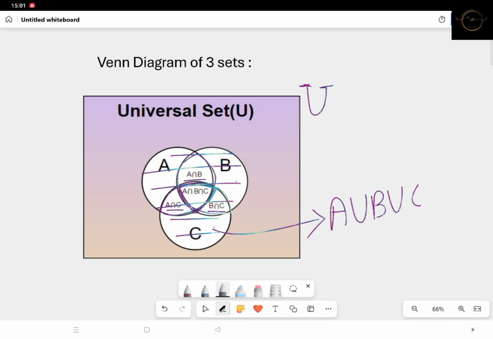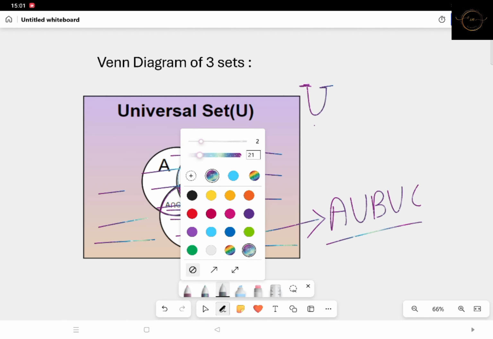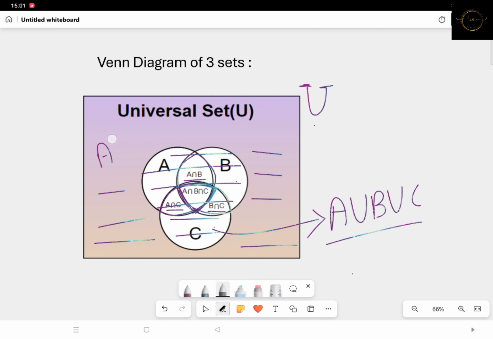Can you tell me what this part will be? This remaining part, what can be the name of this part? If this is U, the inside part is A union B union C. So what will be the remaining part? It will be the complement of A union B union C. Yes or no? It could be. So here the rest of the part is named as A union B union C, whole dashed. So this is the remaining part.